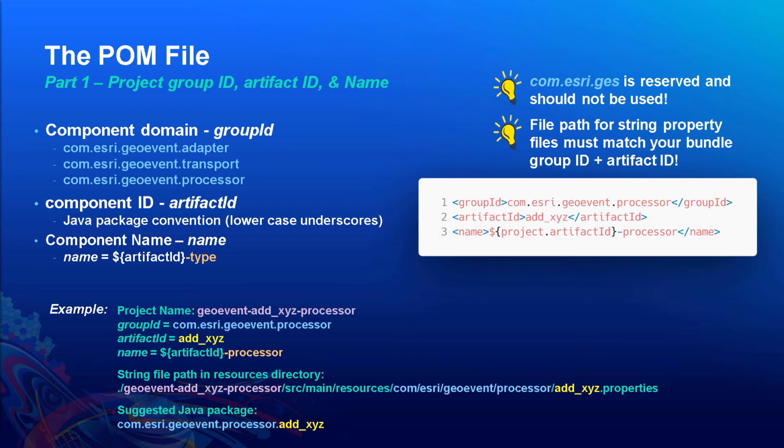An example of how all this fits together is shown here. The text is color-coded so you can see how it all fits together. The group ID is com.esri.geoevent.processor, and the artifact ID is add_xyz. The path where the bundle will look for its internationalization strings is going to be in the project's resources folder under the folder structure com/esri/geoevent/processor/add_xyz.properties. And the suggested Java package would be com.esri.geoevent.processor.add_xyz.